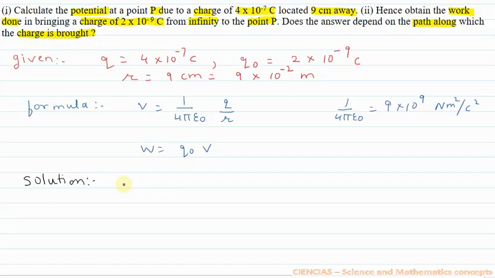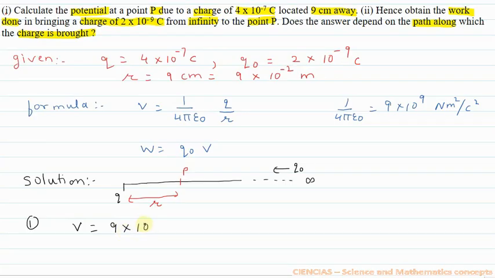In this question, this is a charge Q and this is a point P which is at a distance of R from a given charge, and from infinity we are bringing a charge Q0 to this point P. So for the first solution, V is equal to 9 × 10^9, charge is 4 × 10^-7 divided by 9 centimeter, that is 9 × 10^-2. On solving this, we get 4 × 10^4 volt.